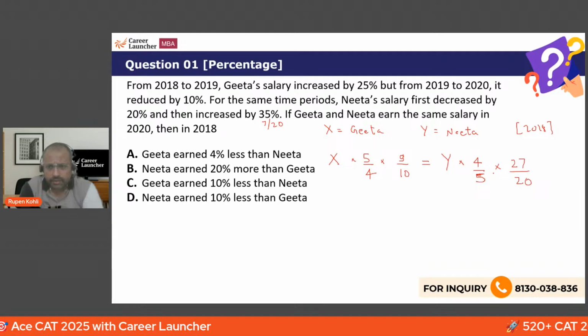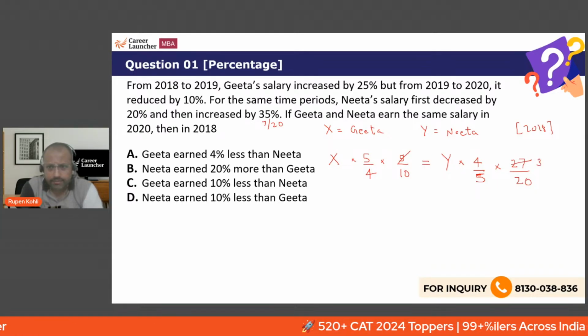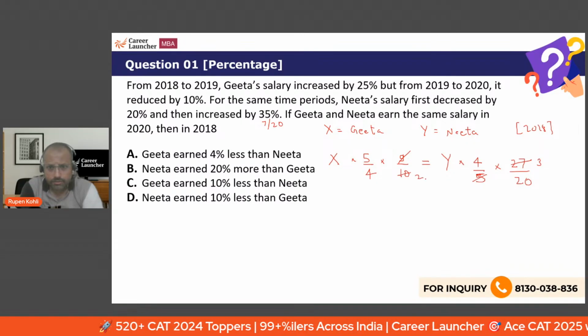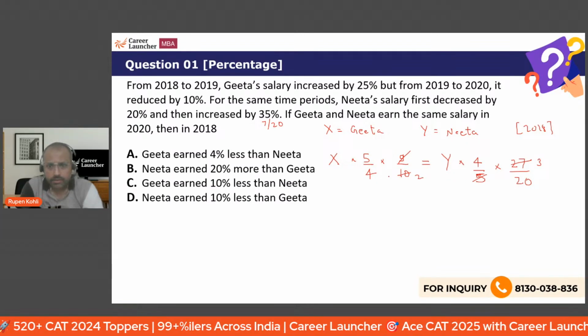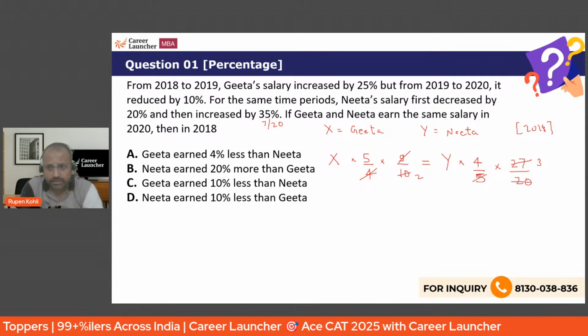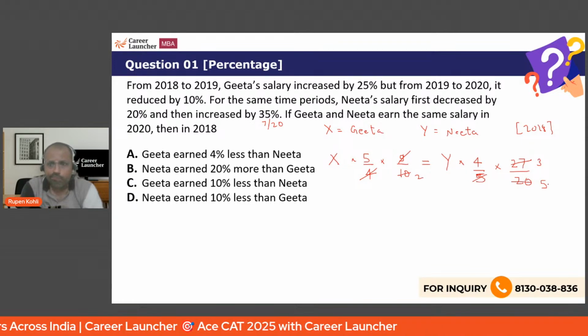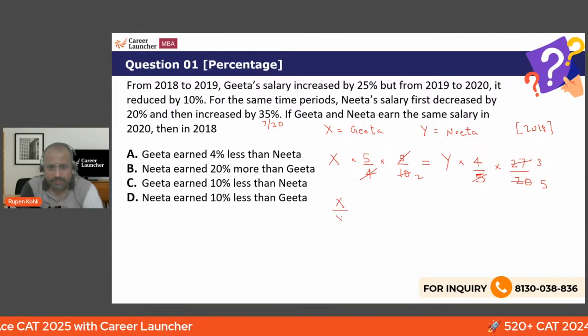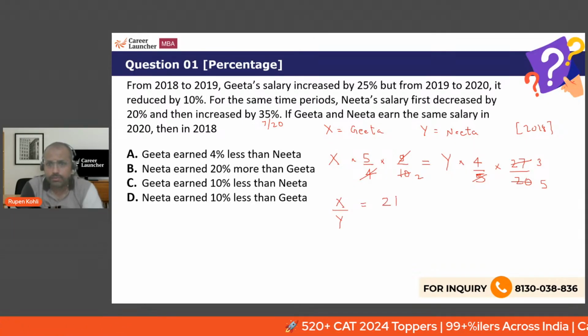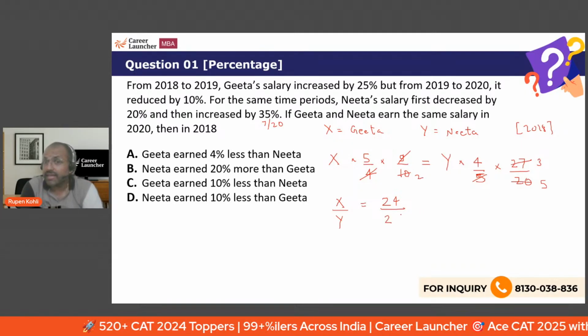Let's simplify. What do we get? 9 cancels from here, we have 3. 5 can be cancelled over here, this is 2. And 4 can be cancelled from here, this is 5. All right, anything else? No. What is x by y therefore? 2 into 4, 8 into 3, 24, and 5 goes over here, 5 into 5, 25.